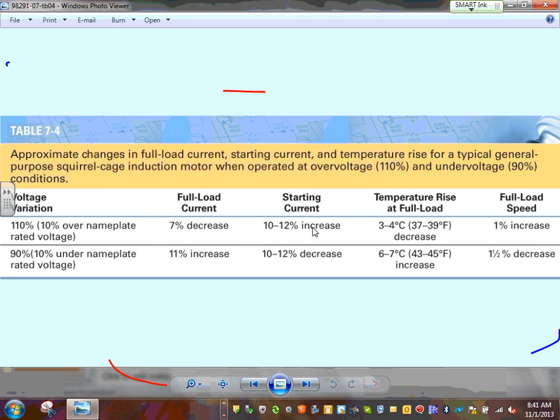Both of them are bad news. As long as you stay within plus or minus 10% on the motor, you're good to go. You go higher than that or lower than that, you burn your motor.